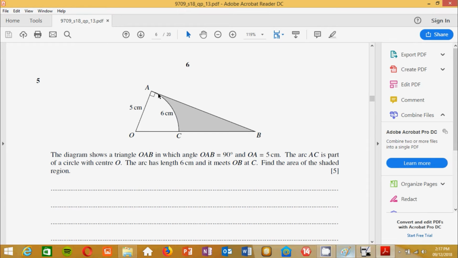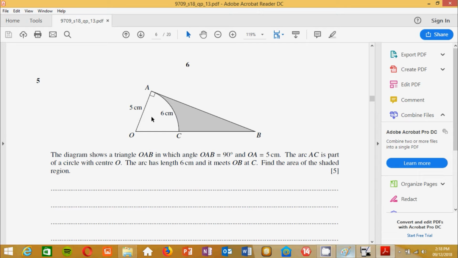It's 5. Remember that if this arc is a part of the circle, it tells you that this arc is part of the circumference of a circle. Like I said, read the question and try to understand what the question is indirectly telling you. If AC is an arc that is part of a circle, this really means that AC is part of the circumference of a circle, which means we have a bigger circle that goes like this, and this AC is part of the circumference.